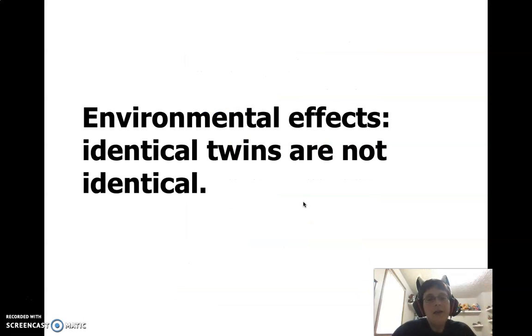All right, another thing I mentioned, for example, with height, things like food can affect your genes. Well, there are other environmental effects. So identical twins are not actually identical. You can be born genetically identical, but your environment changes your genes over time. So exposure to chemicals and so forth are actually going to change your genetic makeup. So over time, those two genetically identical twins will no longer be genetically identical.